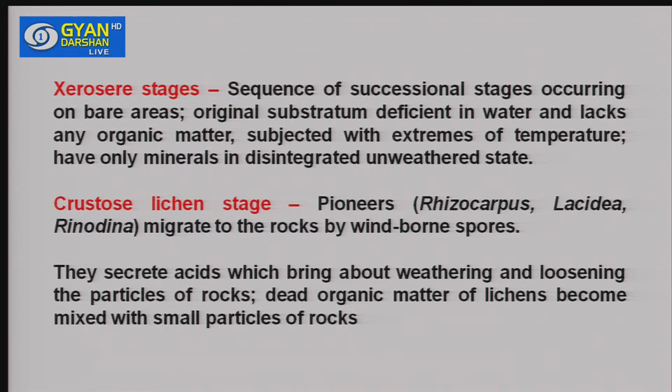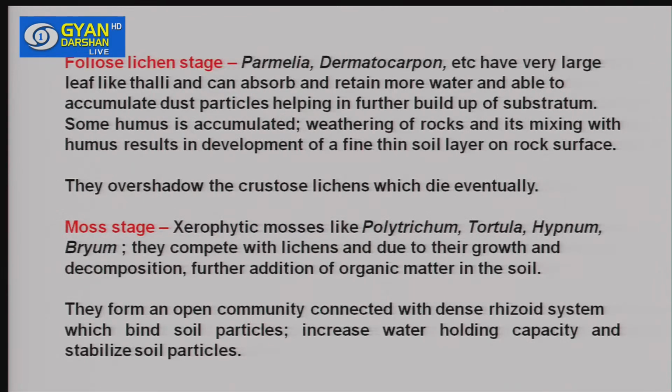In this case, the first community that comes and tries to establish is the crustose lichen, like Rhizocarpon, Lecidea, Rinodina. These are the pioneer species, and they finally migrate to the rocks. They secrete certain organic acids, so that they bring about weathering and loosening of the soil particles, and they add organic matter to the rock surface. So that invites the next stage, the foliose lichen stage, that is Parmelia, Dermatocarpon, which have leaf-like thalli.